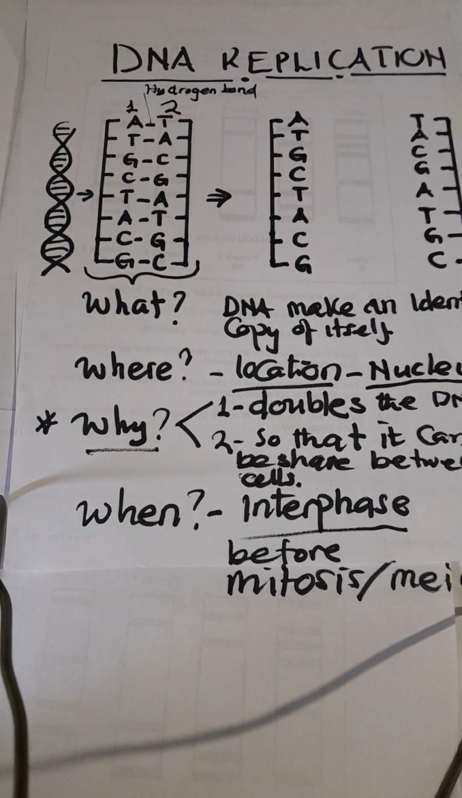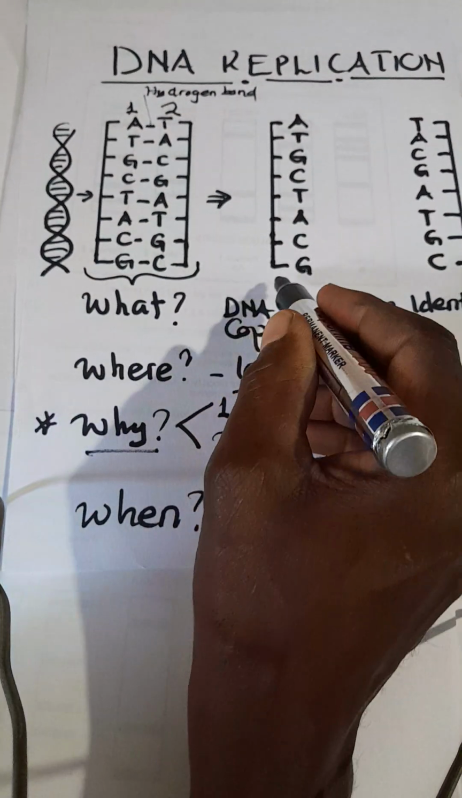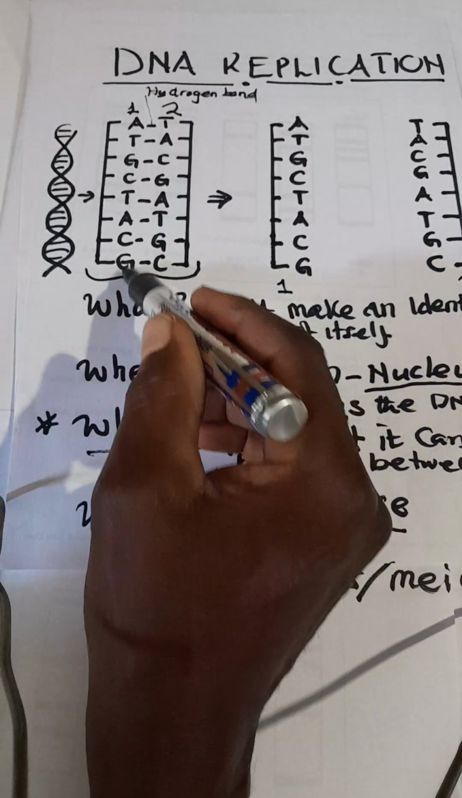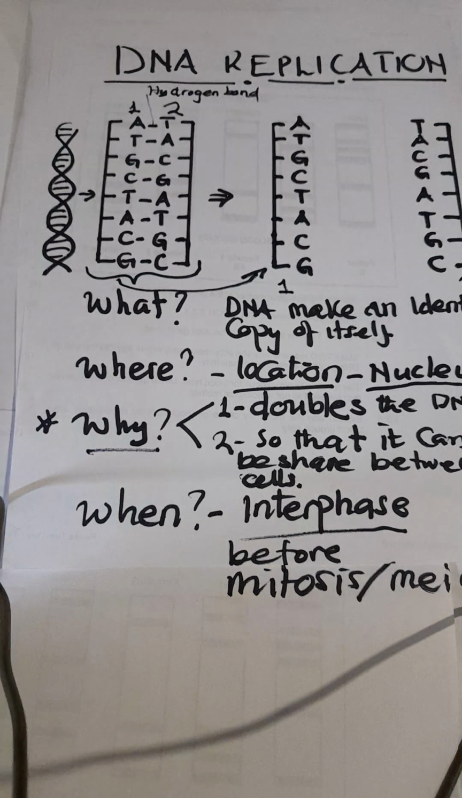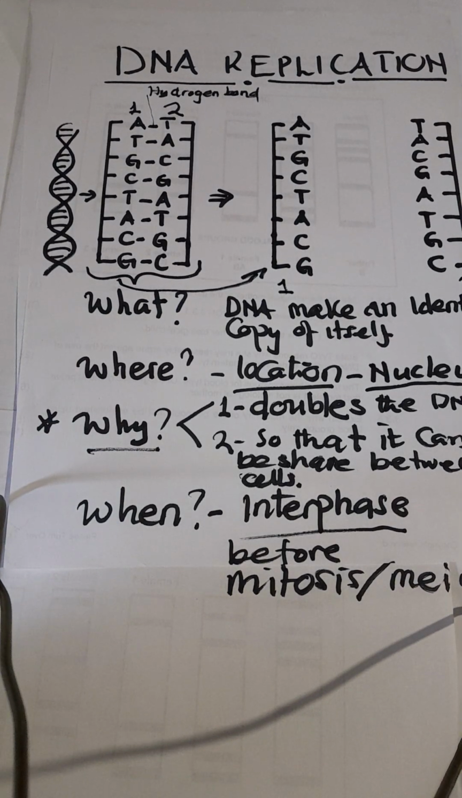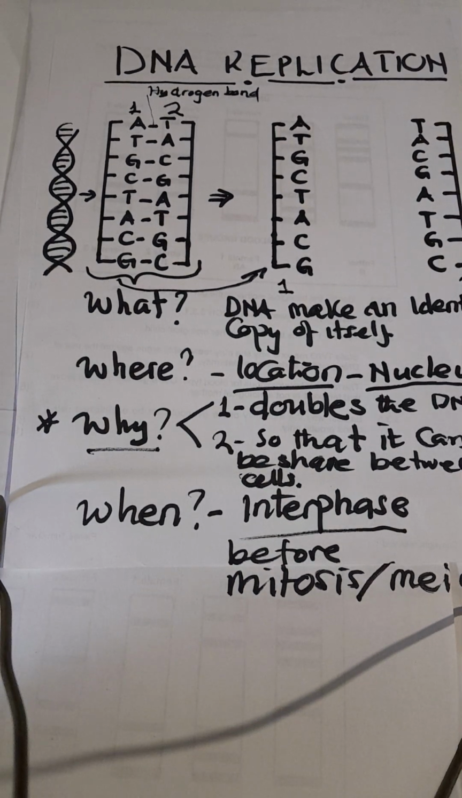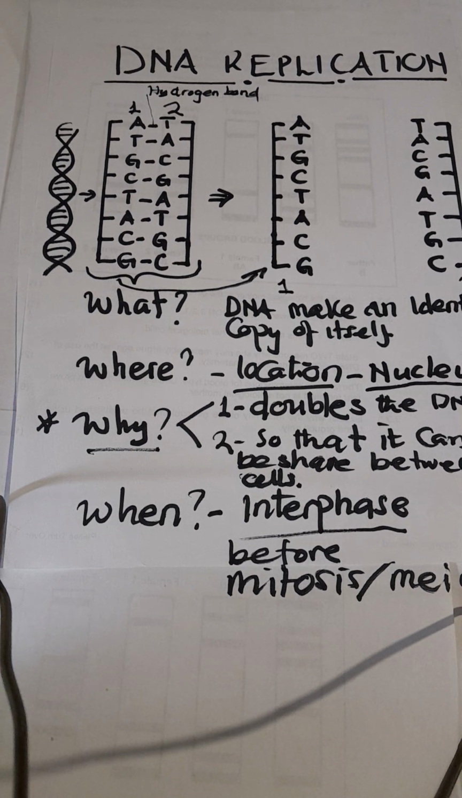So what happens when it unzips? The DNA forms two separate strands. So how many strands are you going to have? We've got strand number 1 there and we've got strand number 2. So both of these strands are going to act as templates. They are going to serve as what? As templates. So now, one would be asking, what is a template? Now, simple. A template is a DNA strand, like the ones that we have.